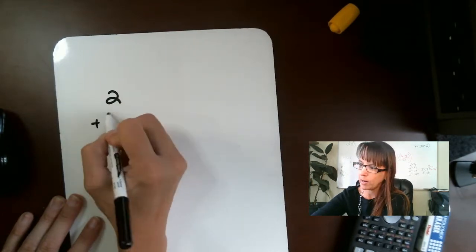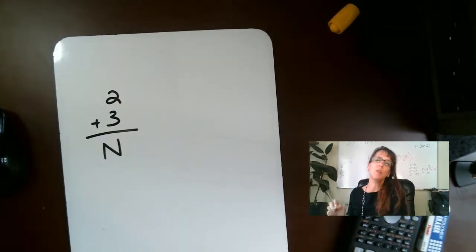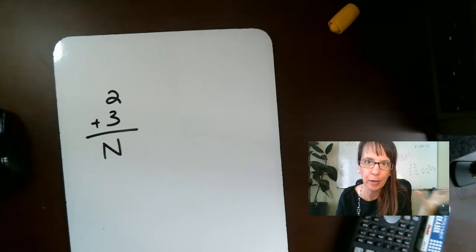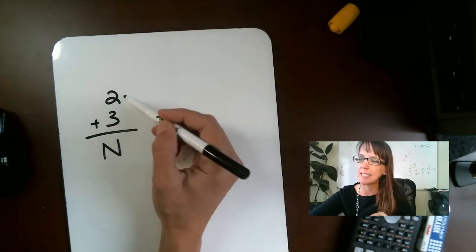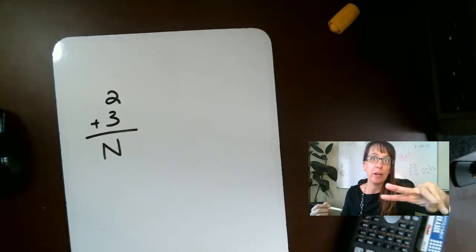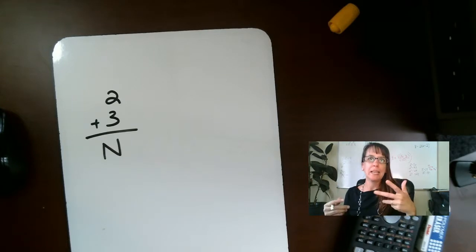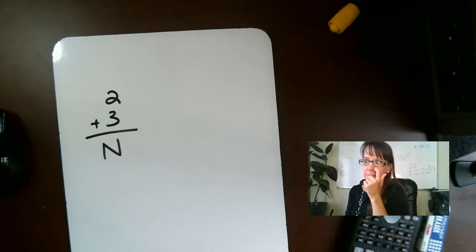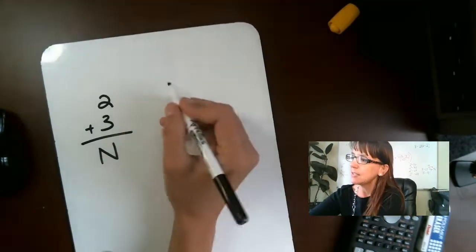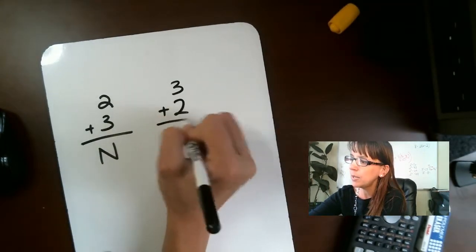Okay, so for example, we have this problem. You and I know how to solve this problem. 2 + 3 is 5, right? However, when we talked about fact families in the last lesson, you can take those two, these are called addends, and you can flip them around. We're allowed to add in any order. You remember that? Commutative property. So that means this is also 3 + 2 = n.